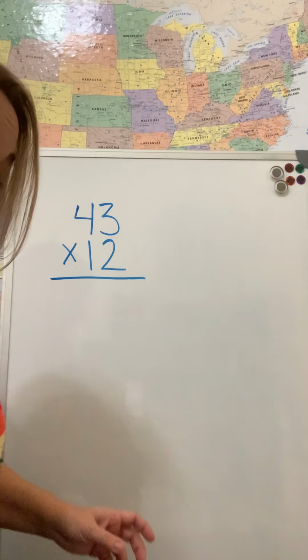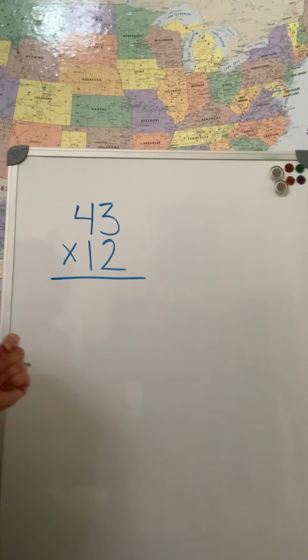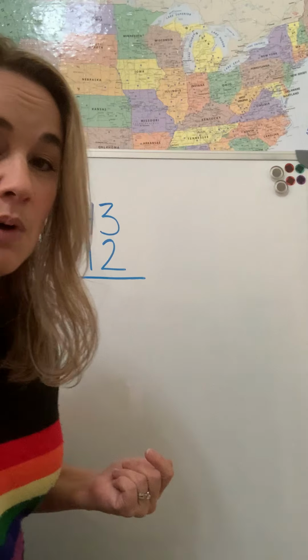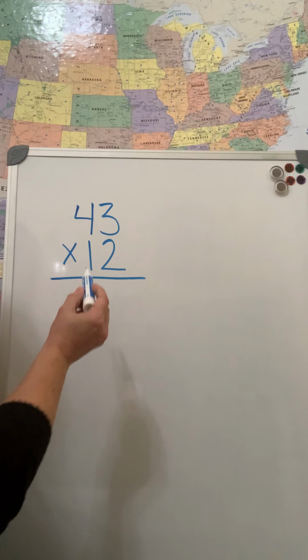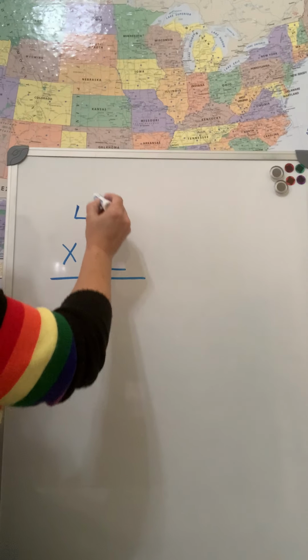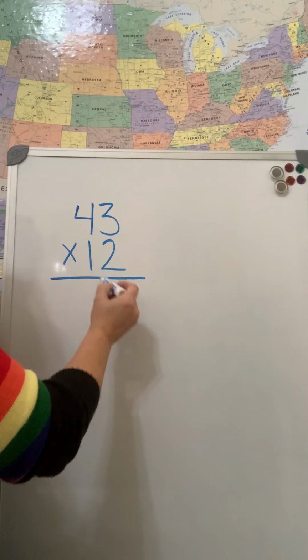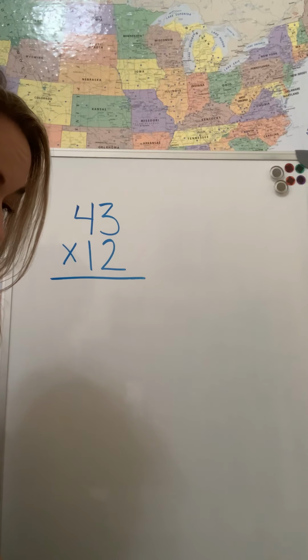But today's lesson is about multiplying by 2-digit numbers. Okay, so when we multiply by a 2-digit number, we're really multiplying twice. What I mean by that is we're going to multiply by the tens and we're going to multiply by the ones places of our numbers.